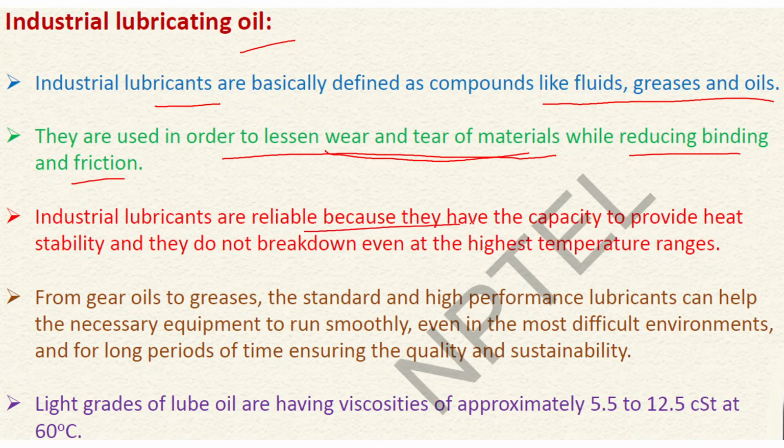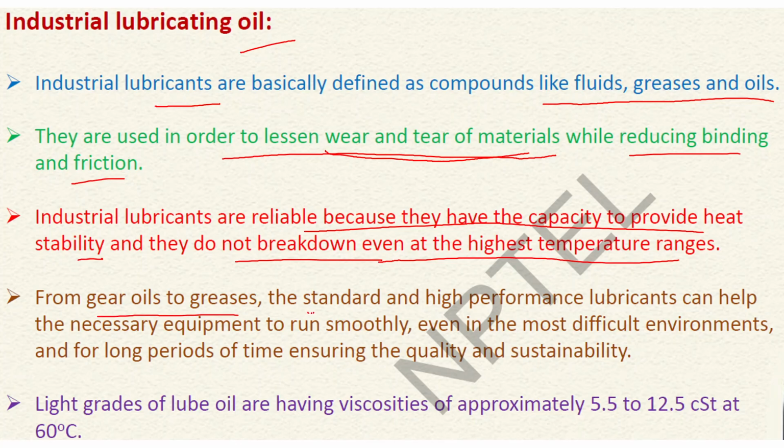Industrial lubricants are reliable because they have the capacity to provide heat stability, since these industrial machines, this heavy machinery, work at a very high temperature. These two moving parts generate a huge amount of heat. So this industrial lubricating oil should be stable even at high temperature ranges without breaking down. That is the main property required in industrial lubricating oil. That is, it should not break down at high temperature ranges.